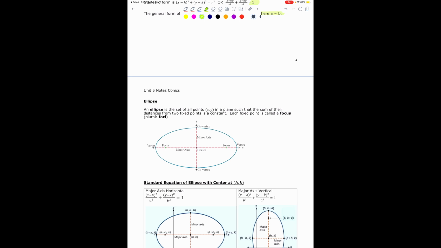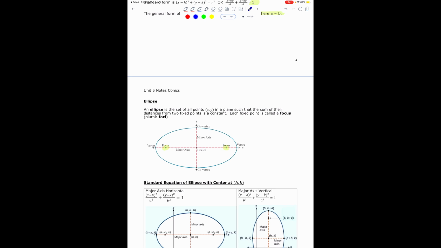An ellipse is a set of all points x and y in a plane such that the sum of their distance from two fixed points is a constant. Each fixed point is called the focus. So here is the focus that we're talking about. The plural for that is foci. And this is one example of an ellipse with the major axis on the x-axis.